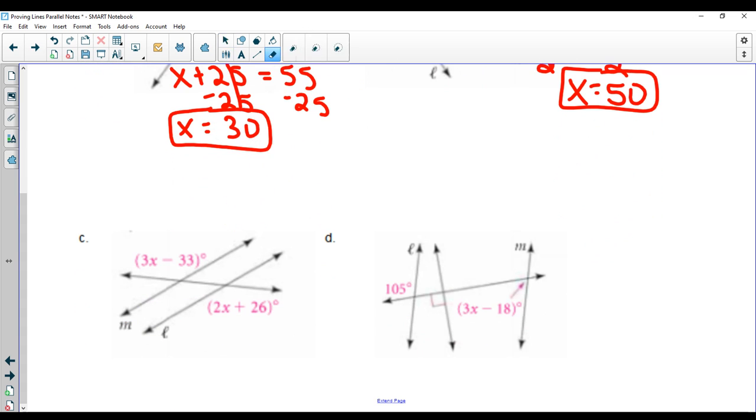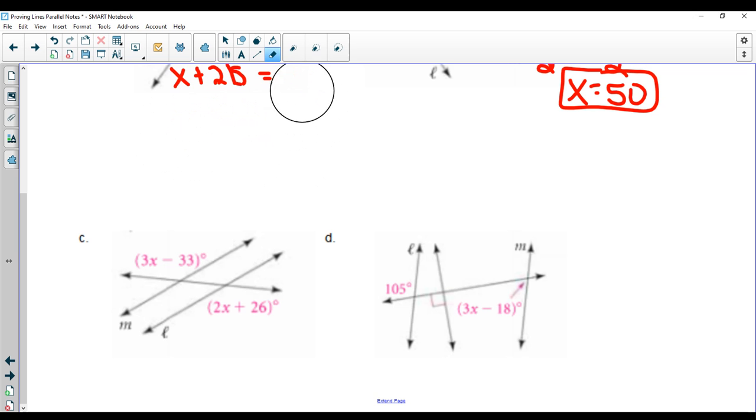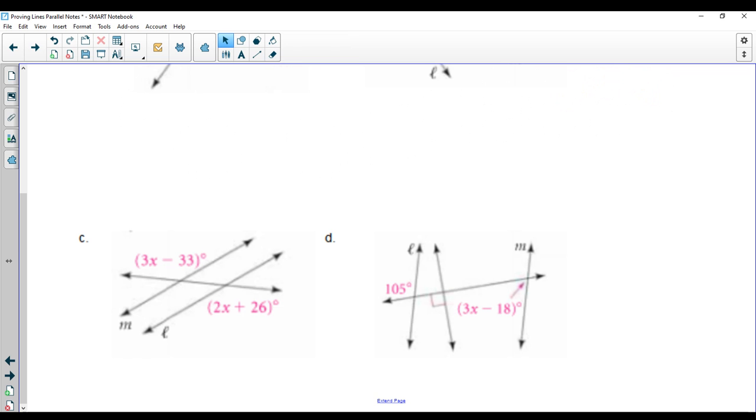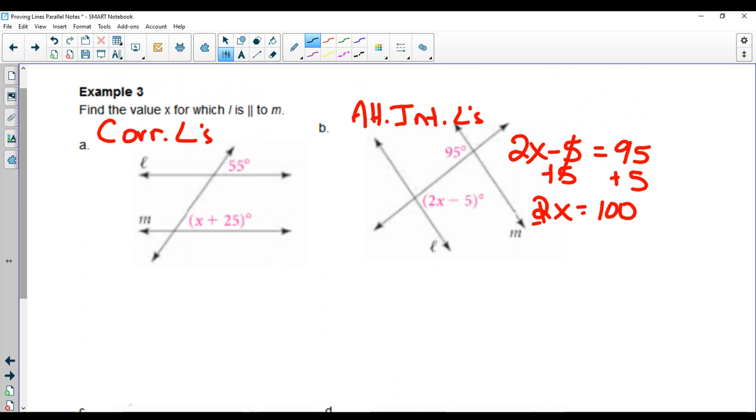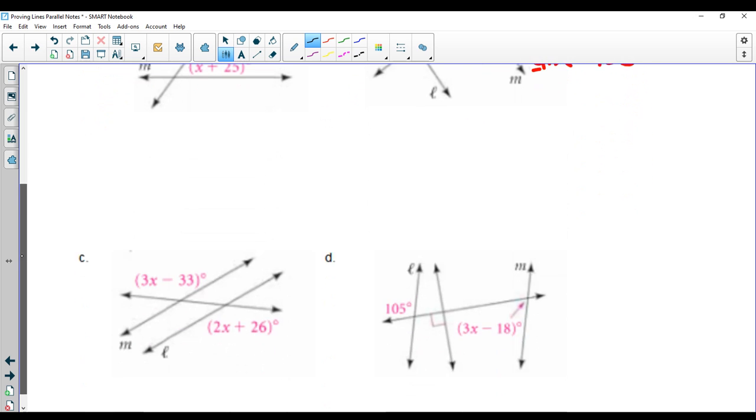All right, I need to erase because I need room to work up above. All right, now our picture is a little bit weirder. So let's see what we're talking about. Remember what the original picture said. We want to know if we can make lines L and M be parallel.